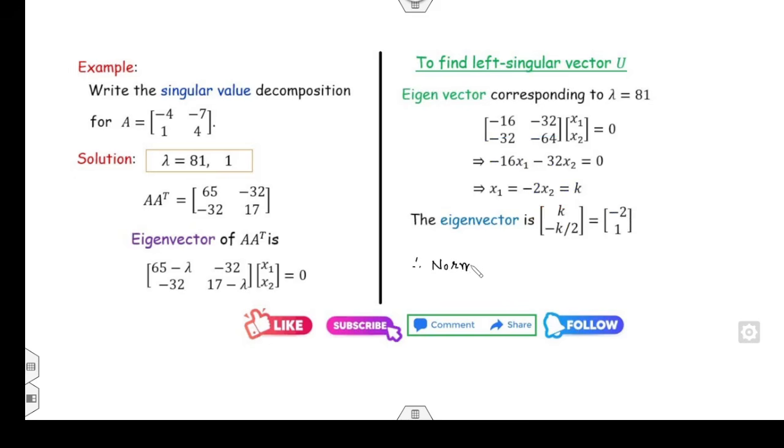Therefore, the normalized eigenvector. So what will you divide it by? The positive square root of minus 2 square is 4, 1 square is 1. So that is 5. Minus 2 over root 5, 1 over root 5.